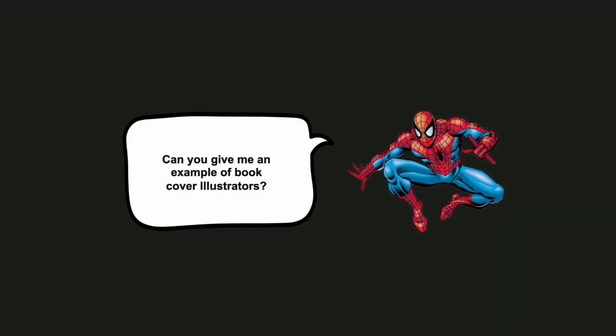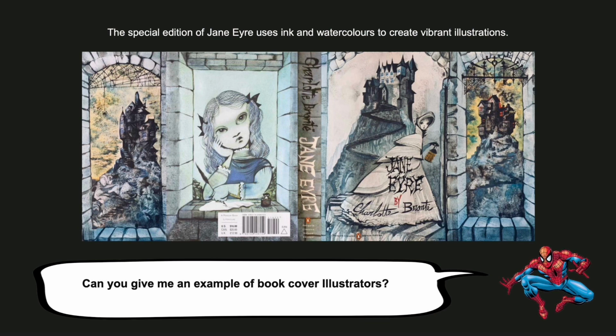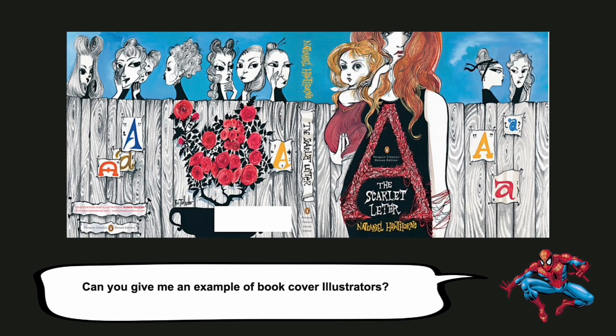Can you give me an example of a cover illustrator? A great example of a versatile artist who has made significant contributions to the book cover industry is Ruben Toledo. His book covers attract attention with their artistic flair and recognizable style. With his couture-inspired interpretations of classic characters, he adds a unique style to the way in which book covers are created. An example of one of his works is a special edition of Jane Eyre, where he uses ink and watercolors to create vibrant illustrations which instantly convey the mood of the book and visually impacts the appeal for potential readers.